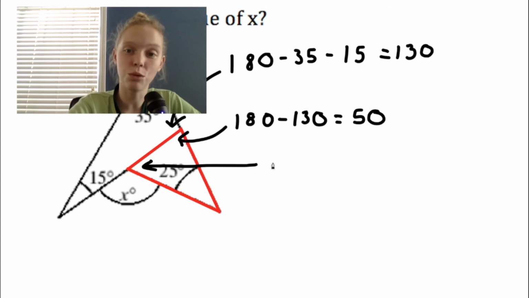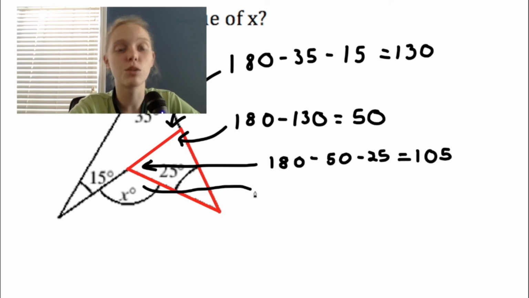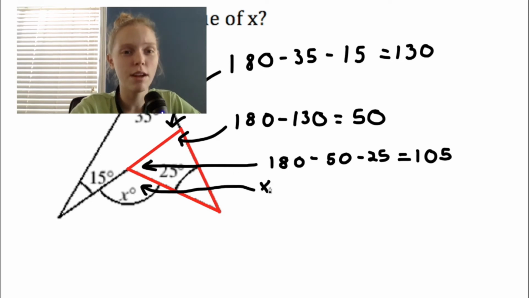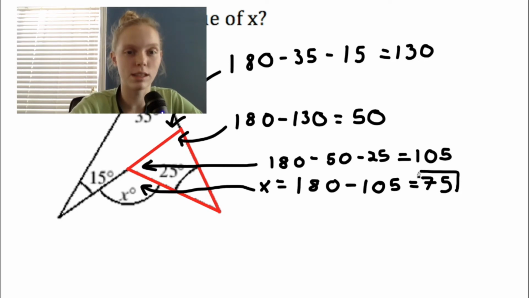Next, we can find this angle with the same method that we used to find the first angle, 180 minus the other two angles in the triangle, meaning that this angle here is going to be 105. And then x is going to be supplementary to 105, meaning x has a value of 180 minus 105, so x is going to equal 75.